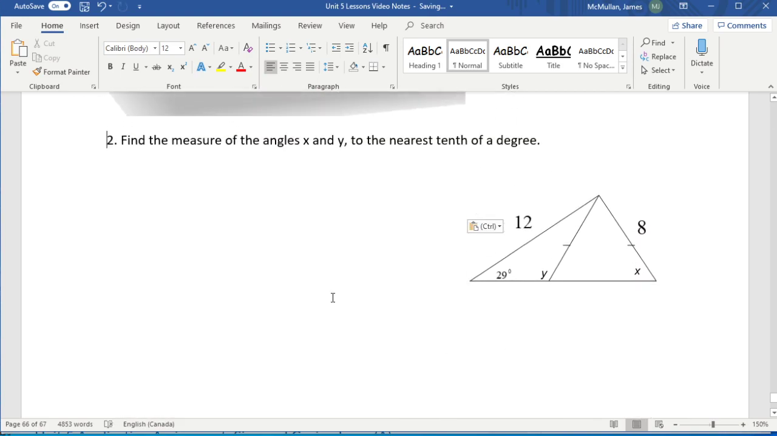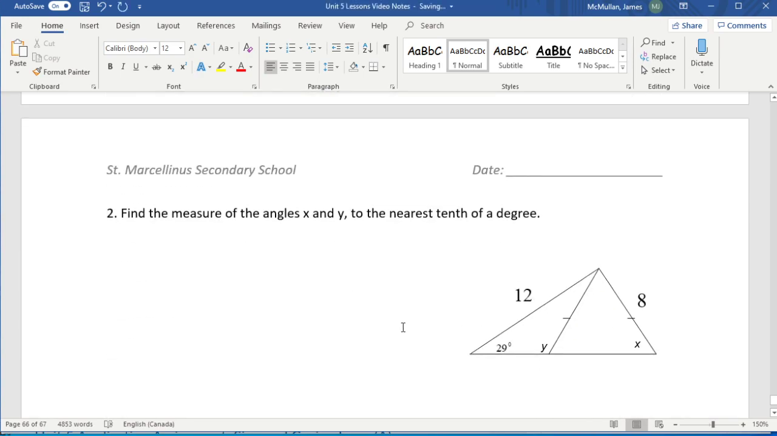Okay. Now the last one here, it just says find the measures of angles x and y to the nearest tenth of a degree. Now, you may not recognize this, but this is an ambiguous case question, right? We know 29, and we know that the 12 is the b, and a is 8, right? So let's label.